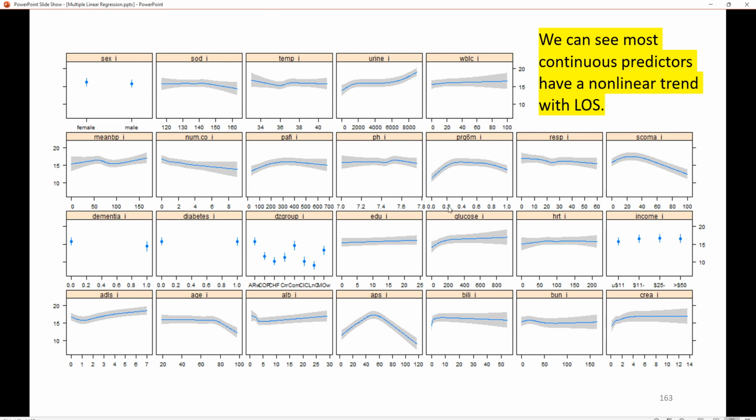So in this model, you can see all of the different linearity or nonlinearity in our trends between the predictors and the outcome. You can see some go up, some go down. With APS, your longer lengths of stay might be associated with higher or lower APS scores.